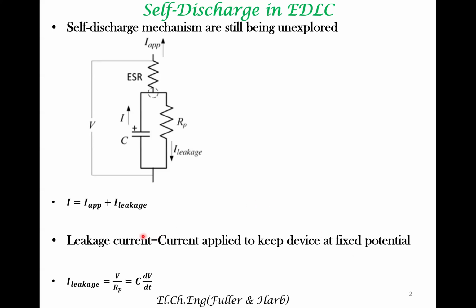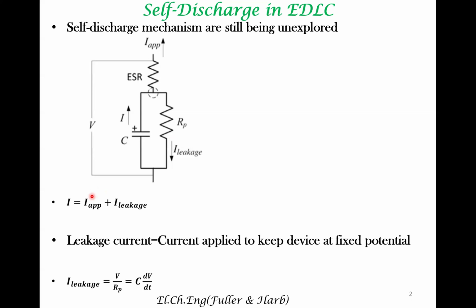So when this is so, you can apply the current continuity condition at this node. So current is equal to applied current plus the leakage current, right? This current is the current that is going towards this node. There are two currents that are away from this node, that is the applied current and the leakage current. You can have this general continuity condition for current.